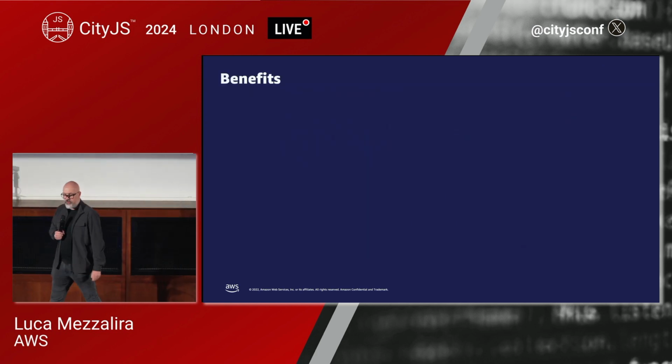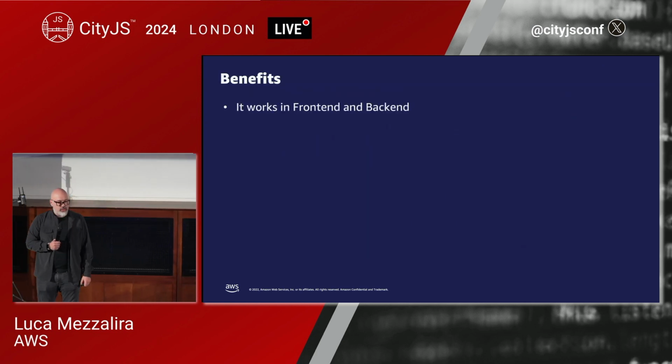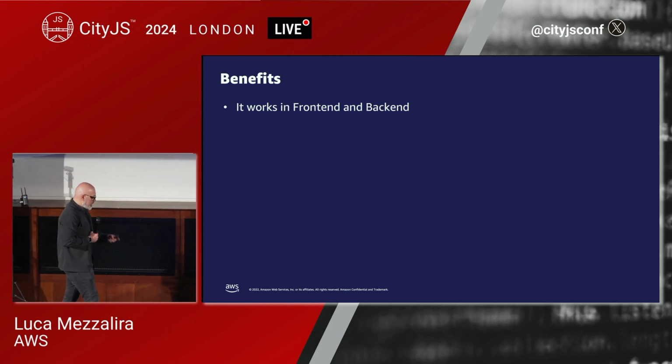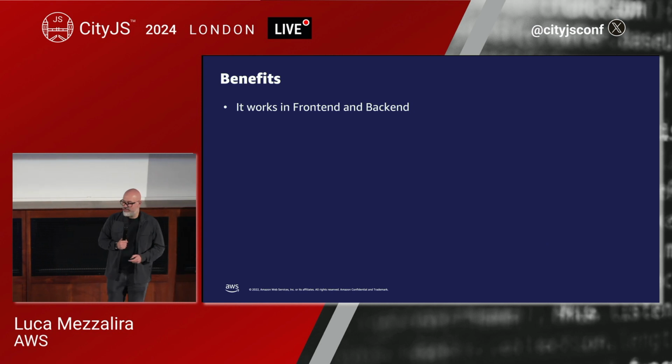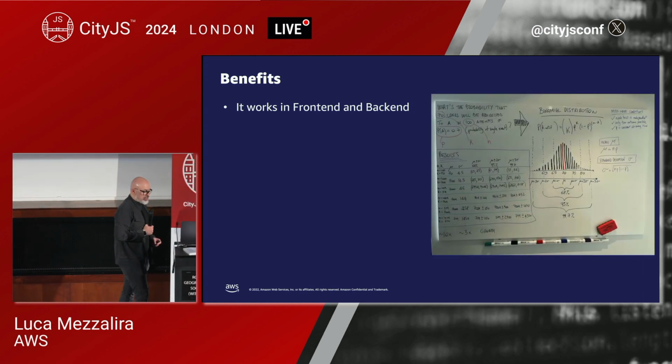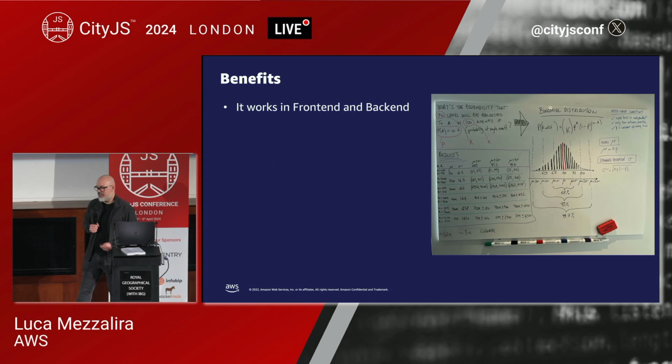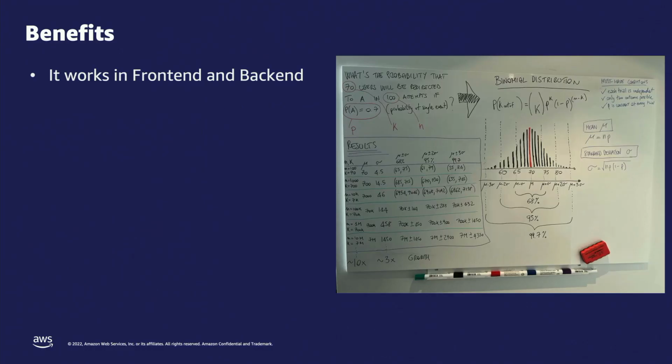OK, so the benefits of this approach. Well, first of all, it works on front-end and back-end. What does it mean? Because you might think, oh, it's JSON, so I can use it only on the back-end. Not always. I pitched this idea to the staff engineer in the zone while I was in AWS. He was still in the zone. He's still in the zone, actually.